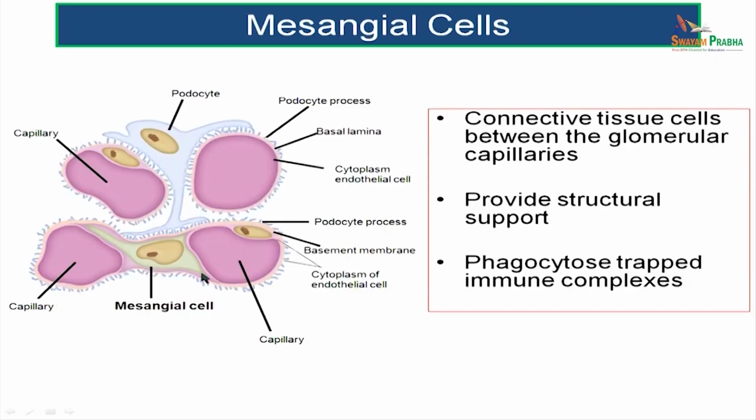In addition to this, you have certain cells called mesangial cells between the glomerular capillaries. Why do you need to know about this mesangial cell? It is a very important cell which provides structural support, and one more important function is that they phagocytose the trapped immune complexes. That is about the mesangial cell.